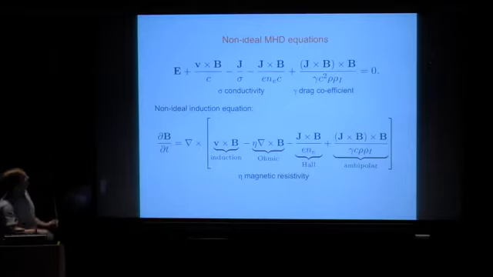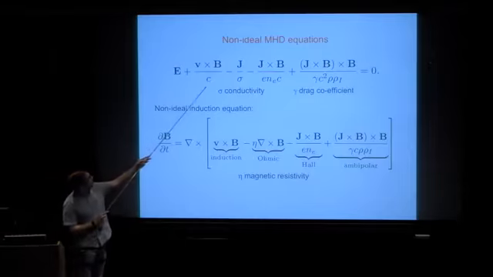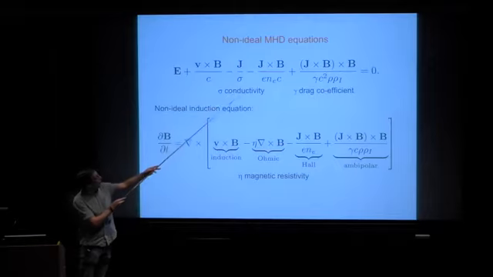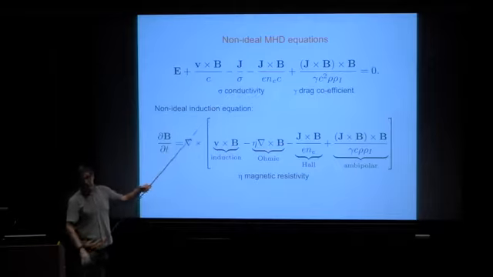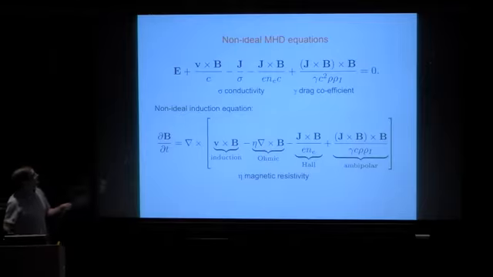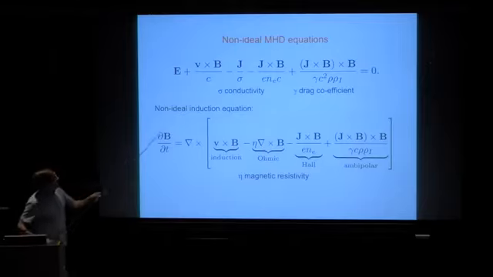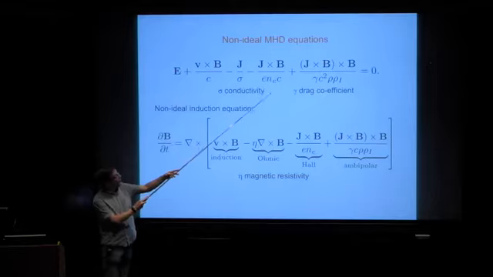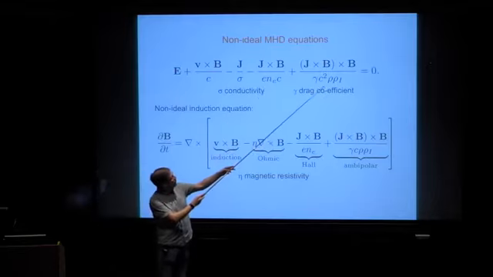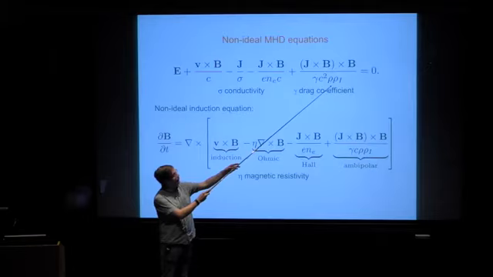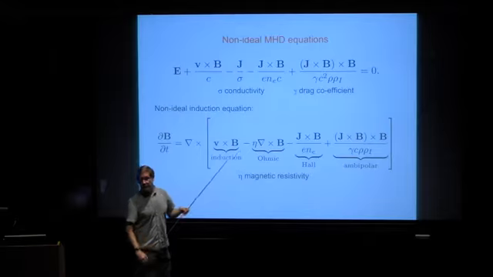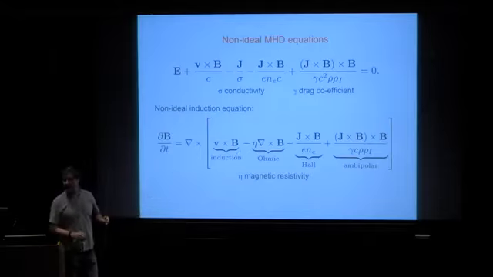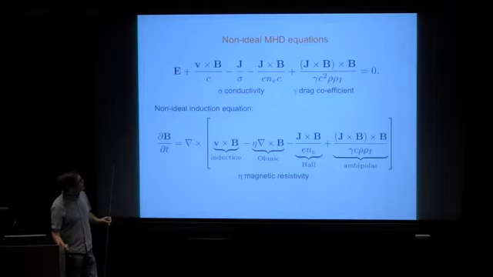And it has four pieces. It has an ideal piece, an ohmic piece, a Hall term, and a term representing ambipolar diffusion. The quantities entering here are sigma, which is the conductivity of the gas, n_e, which is the number density of electrons, and then for the ambipolar part, rho is the density of the fluid, rho_i is the mass density of the ions, and gamma is a quantity called the drag coefficient, which is just another way of expressing the collision rate between these species.